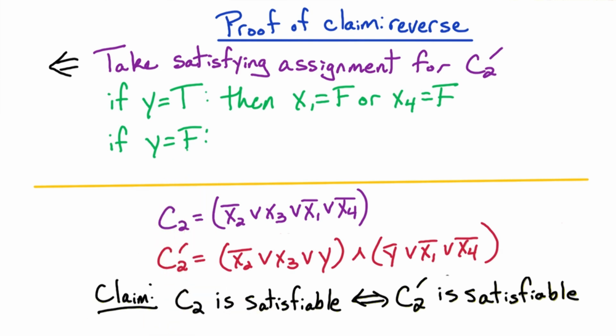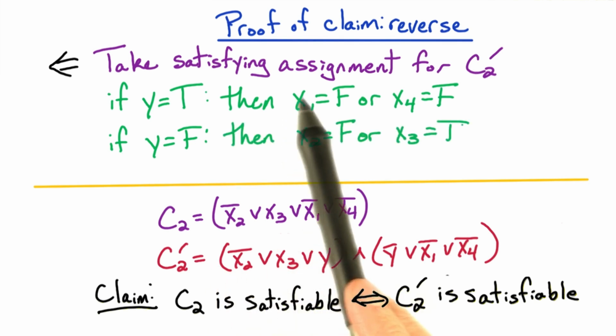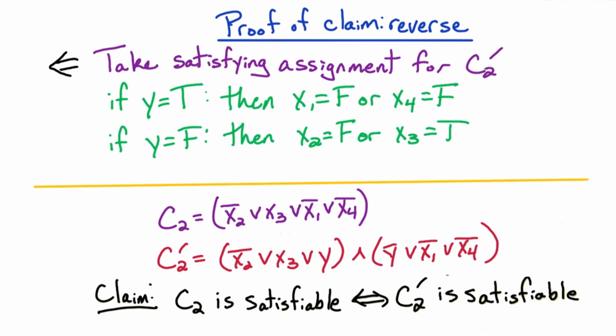Now suppose y is false. So this assignment for y satisfies this second clause. How do we satisfy this first clause? Well, we're assuming that this is a satisfying assignment for C2 prime. So it must satisfy this first clause. Y is false, so that's not helping. So it must be the case that either x2 is false or x3 is true.